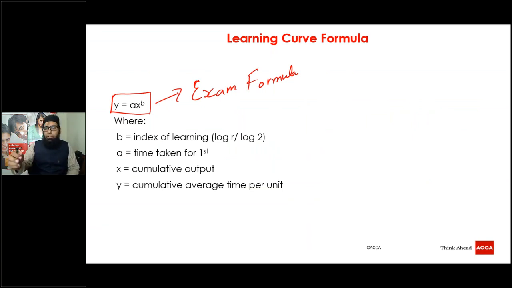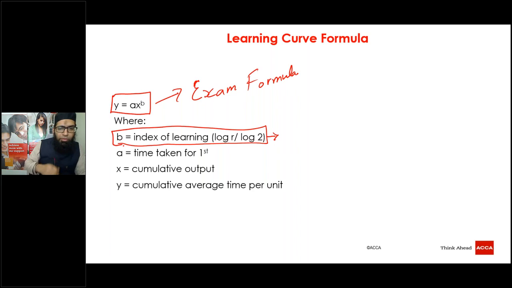Now, one of the students has asked me how do we perform this formula in the exam or in the spreadsheet, by the way. So first of all, let's listen to the good news. And the good news is that in the exam, we don't need to calculate the value of P, that is log R divided by log 2. We don't need to calculate that because it is provided in the exam.